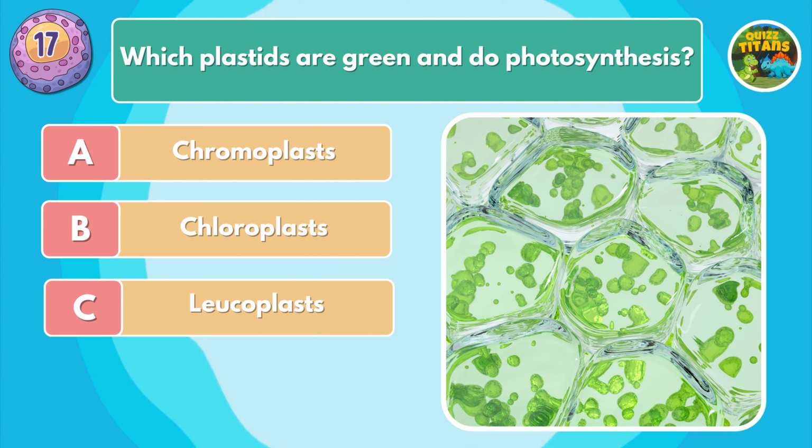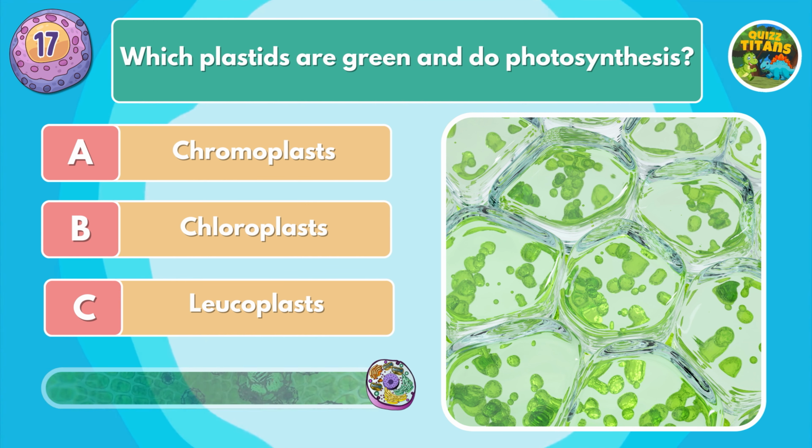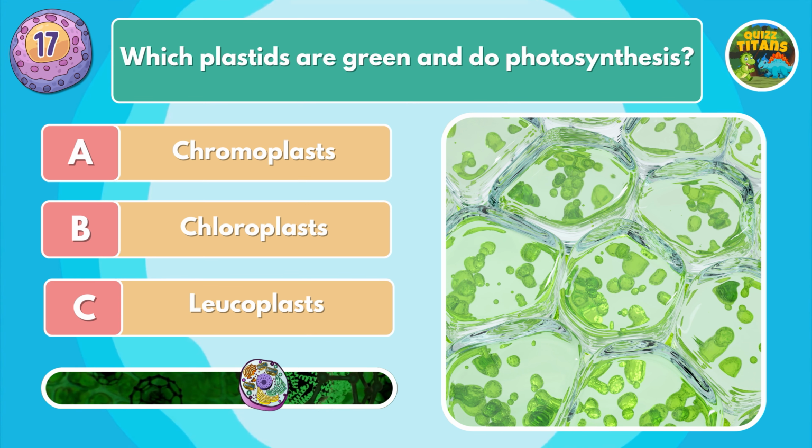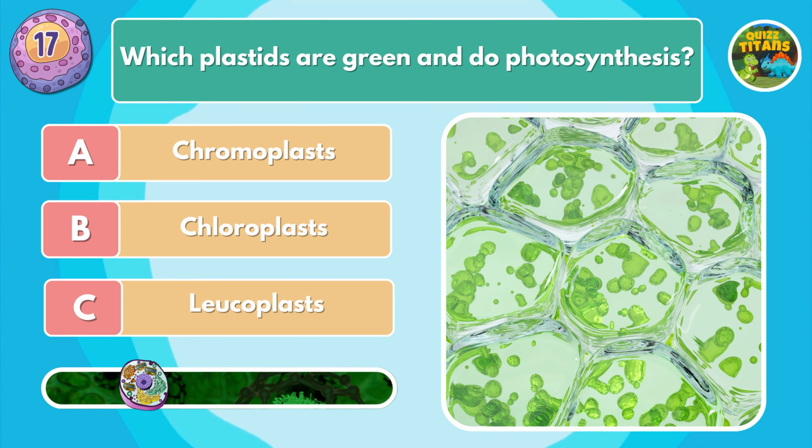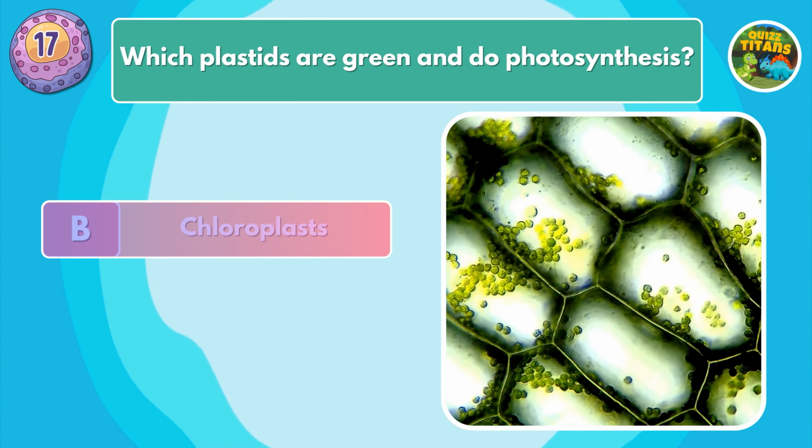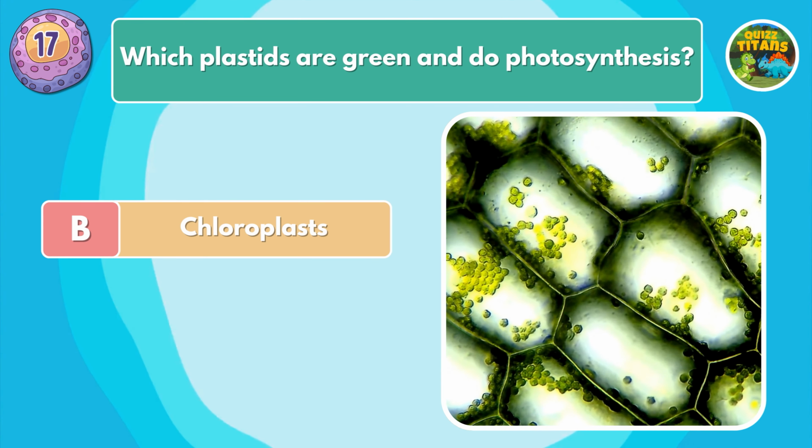All right, plant power time. Which plastids are the little green ones that do photosynthesis? It's chloroplasts. They capture sunlight and cook up glucose.